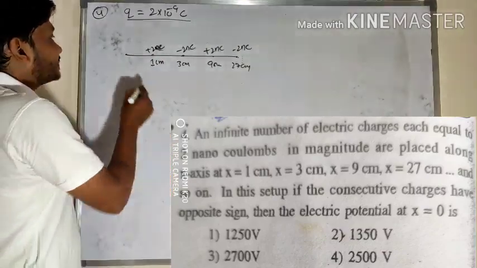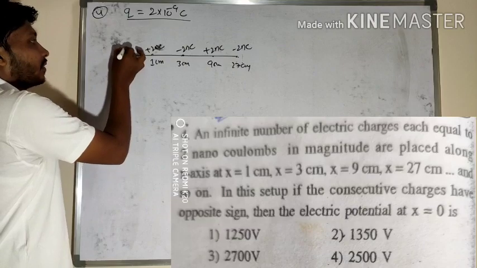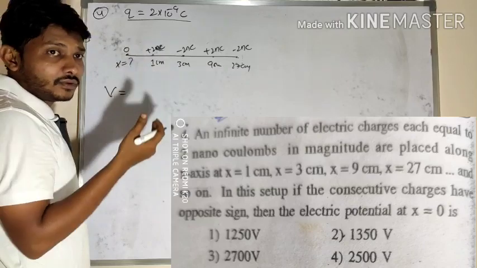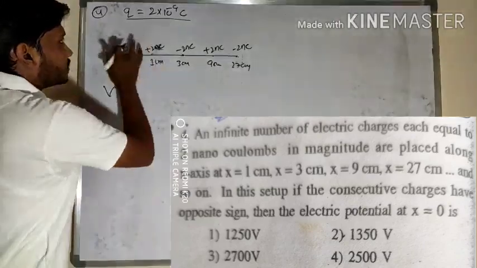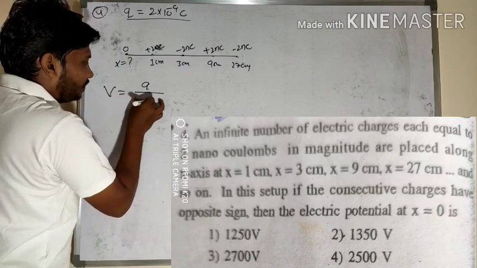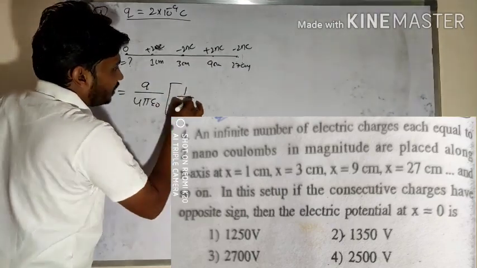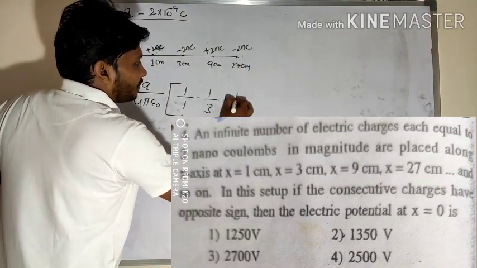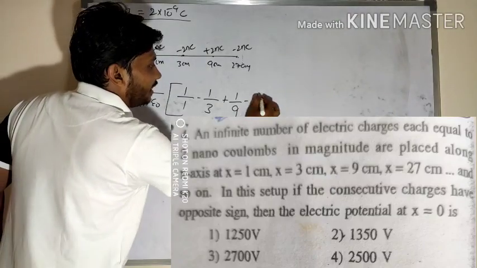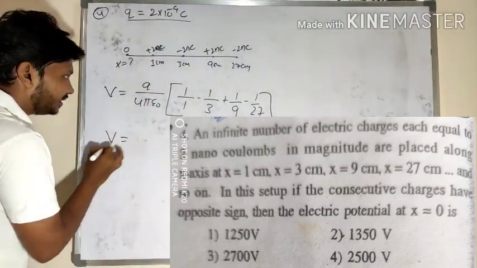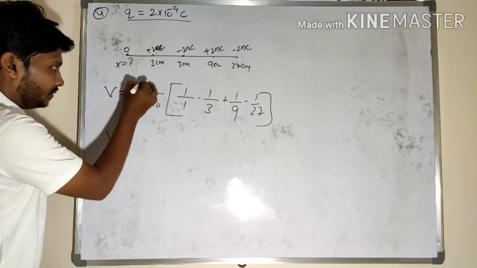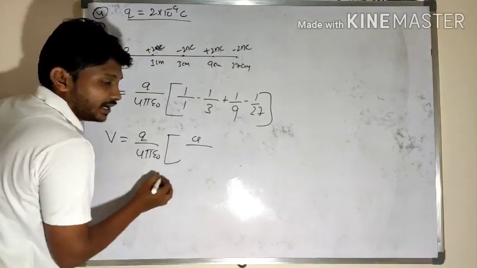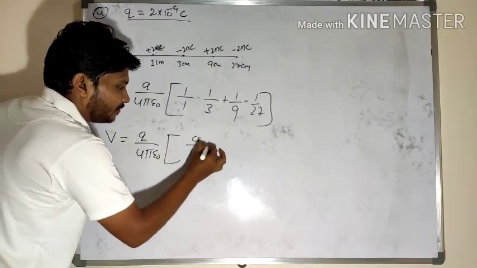Find the potential at x is equal to 0. So I want to calculate the potential at the origin. For that purpose, V is equal to what? 1 by 4 pi epsilon naught into Q by R. The magnitude of the charge is the same. So Q divided by 4 pi epsilon naught, 1 by 1, and for the opposite charge, minus 1 by 3, plus 1 by 9, minus 1 by 27, and so on. So from the geometric progression formula, I will substitute here. Q divided by 4 pi epsilon naught as it is, and the sum is a divided by 1 minus r.